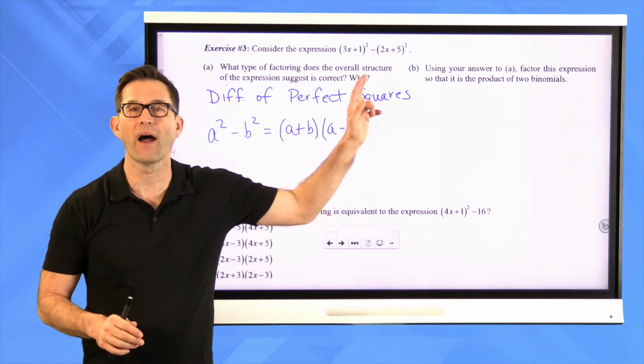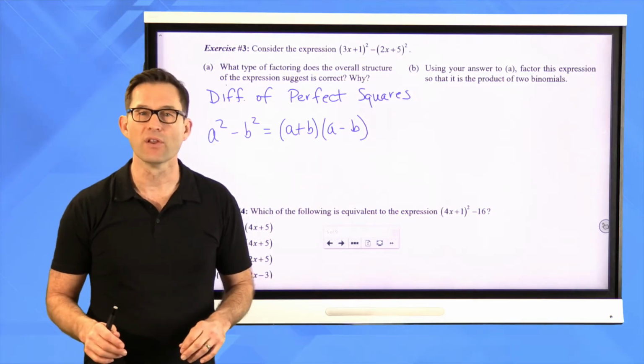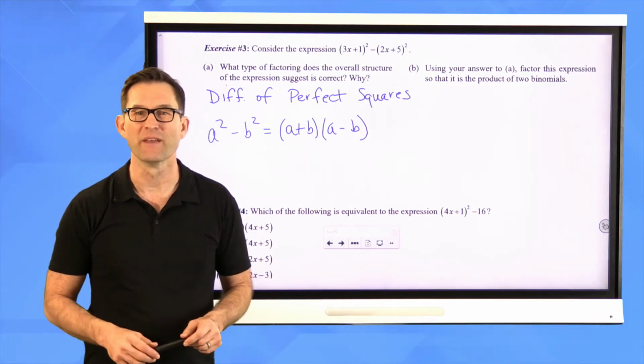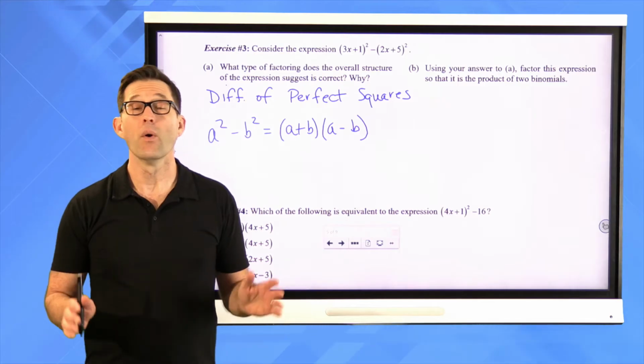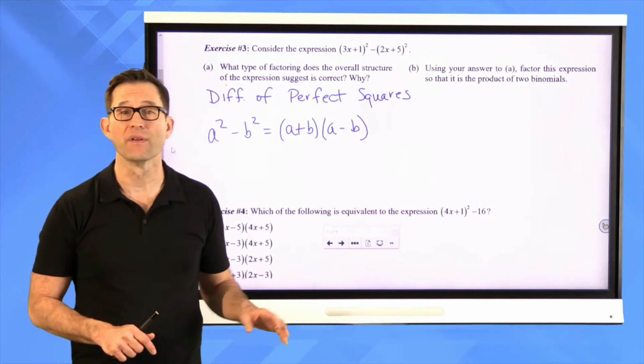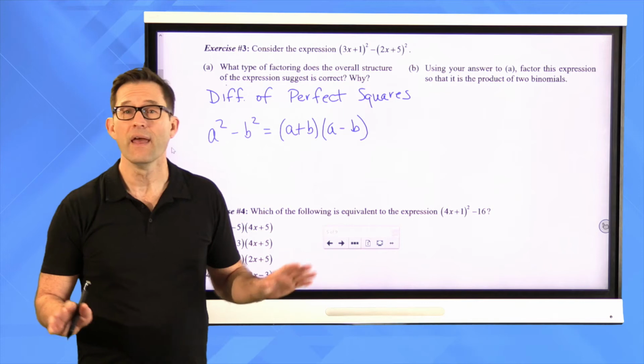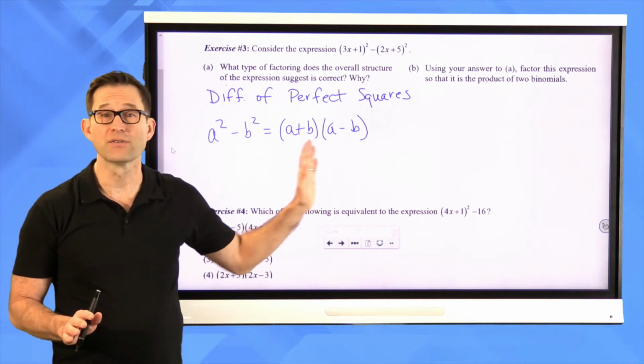They're actually binomials, which makes life a little bit trickier. Let's take a look at letter b. Using your answer to a, factor this expression so that it is the product of two binomials. All right, well, we've got a follow-up one that's very similar to this, so let's do this one together. Now remember, it looks just like this.